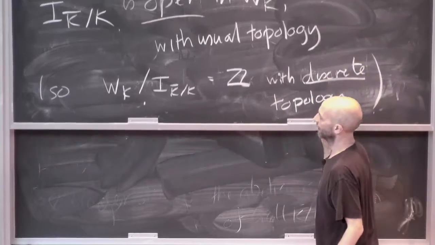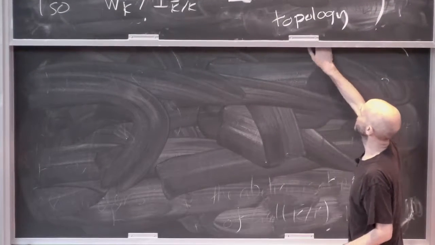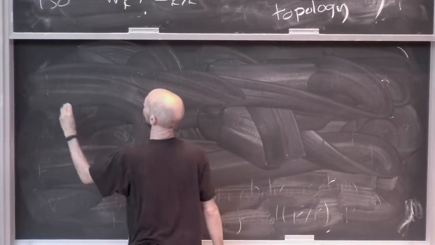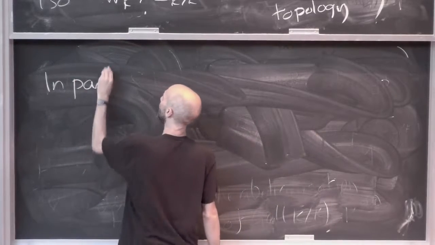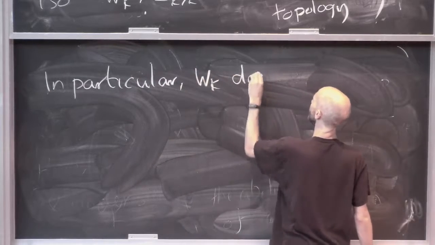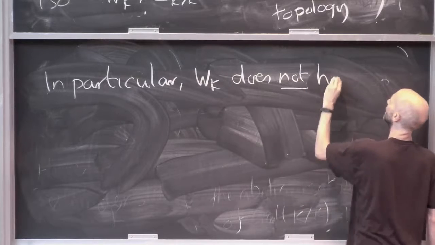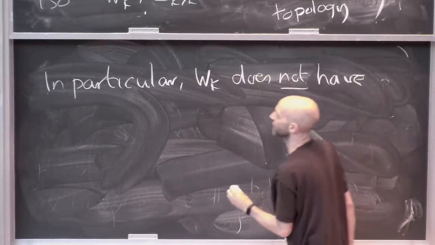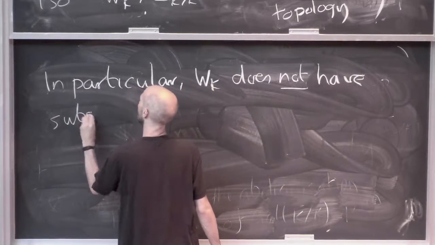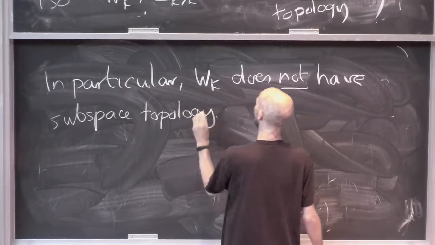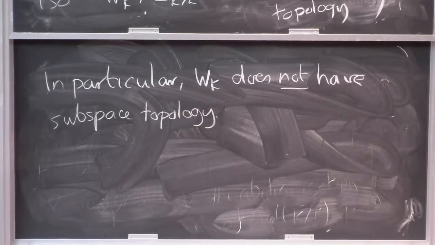So in particular, this was something that confused me at the time when I was learning this stuff. In particular, W_K does not have the subspace topology. It is a subgroup of this Galois group, but it doesn't have the subspace topology. Right? So if you want to be a real pro, then here's a way of thinking about W_K.